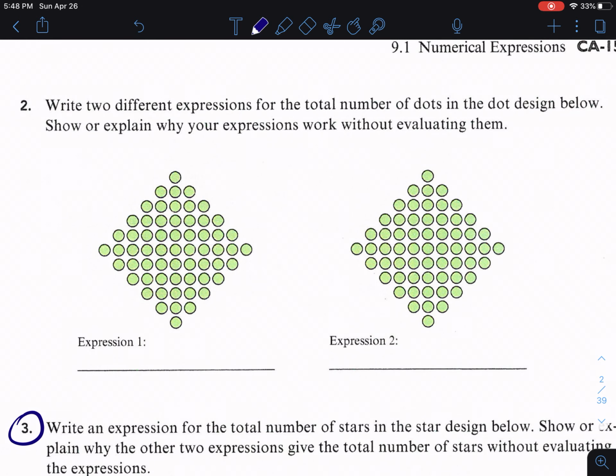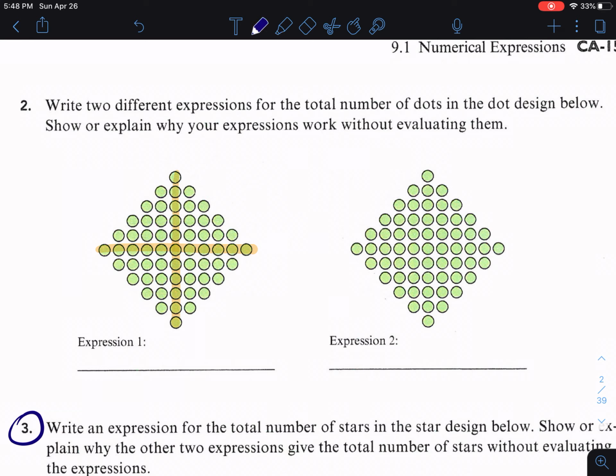So here's some dots, and we need to write two different expressions to show how many dots there are. And 2 is a really small number. When I do this in class, we come up with 6, 7, 8 different expressions, and everybody sees it in a different way. So I'm just going to pick two of the most common ones that I see, but there's no reason to say that if I didn't show one, then it's incorrect. It certainly can be correct, with lots of different options.